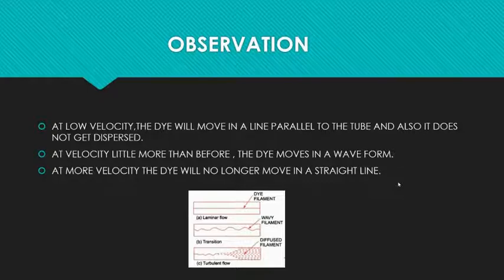So we will talk about the observations. At low velocity, we will observe that the dye will move in a line parallel to the tube and also it does not get dispersed. And when the velocity is increased a little more, the dye moves in a waveform. And at more velocity, the dye will no longer move in a straight line, that is turbulent flow.